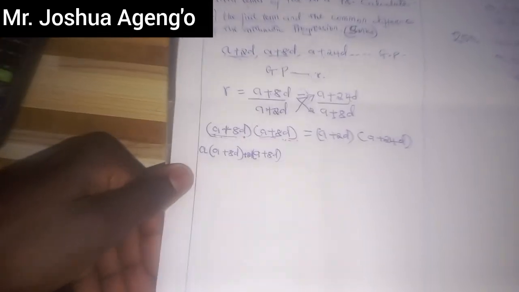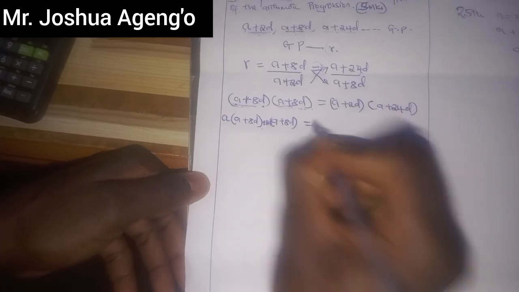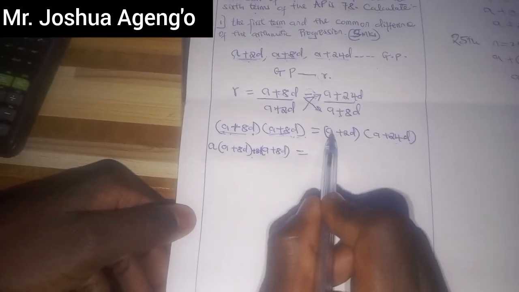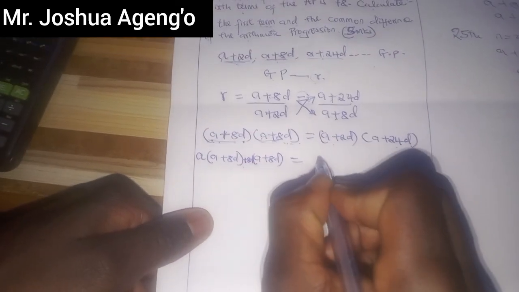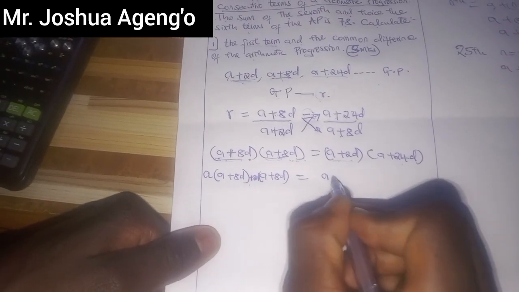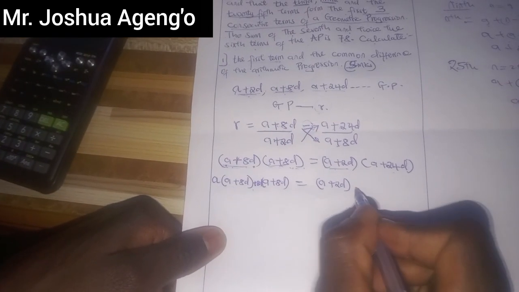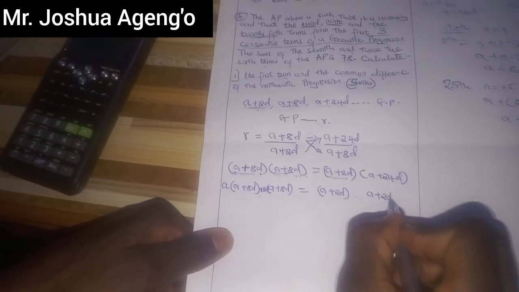I don't know whether it is visible, but I hope you can understand. So this one will be equal to, also the other side, the right hand side, you also expand it such that you take one bracket, write it twice. So I'll have a plus 2d, then leave a space at the center. Let me leave a reasonable space. So a plus 2d, write it twice, a plus 2d.